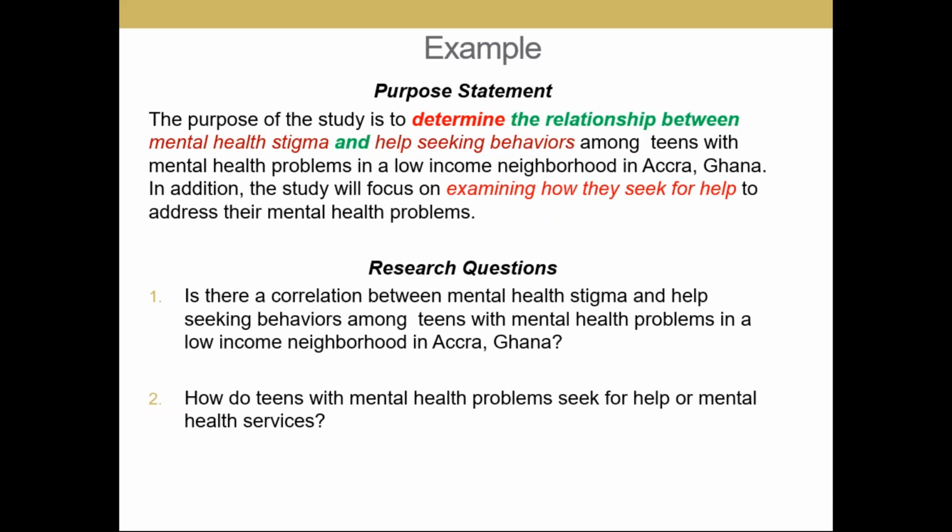So there are two main areas that you are focusing on. First, we want to find out whether there's a relationship between two variables. Second, you want to find out the process, how they seek help. So looking at even the purpose of your study, two things come out, right? The first one is maybe you have to collect quantitative data, right, to measure their mental health stigma and also health-seeking behaviors, because you want to find out whether there's a relationship between the two variables.